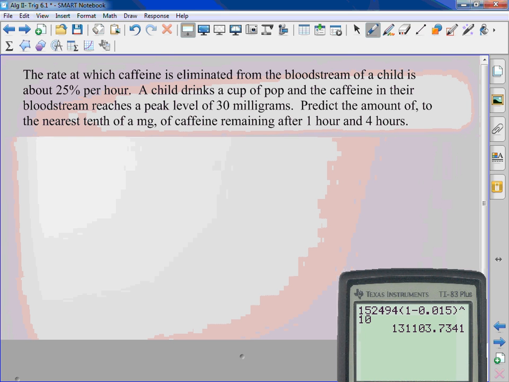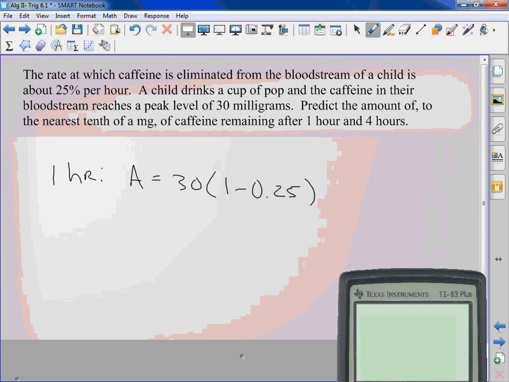Okay, setting this one up for 1 hour. For 1 hour, A equals, okay, what's the original amount of caffeine in the system? 30. 1, am I going to add or subtract? Subtract. I am decreasing the caffeine in my system. How fast? 25%, which means 0.25. How many years? Okay, but this is talking about hours, so I just use 1.